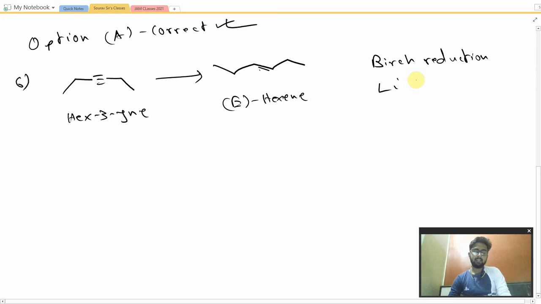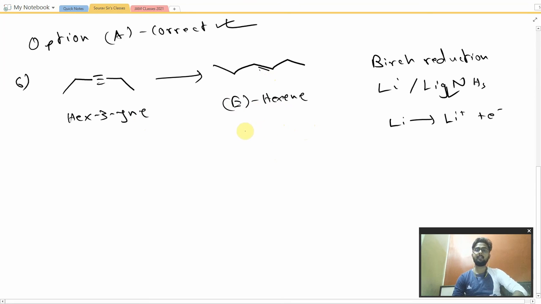Birch reduction reagent, Li in liquid NH3. This one would give the proper reaction. Why? Because Li gives electrons for reduction, and the electron is the sole thing required for the trans conversion of yne to ene. If H is given, or any other species for reduction, then cis conversion would take place, but we require trans, so we are doing it via an electron.